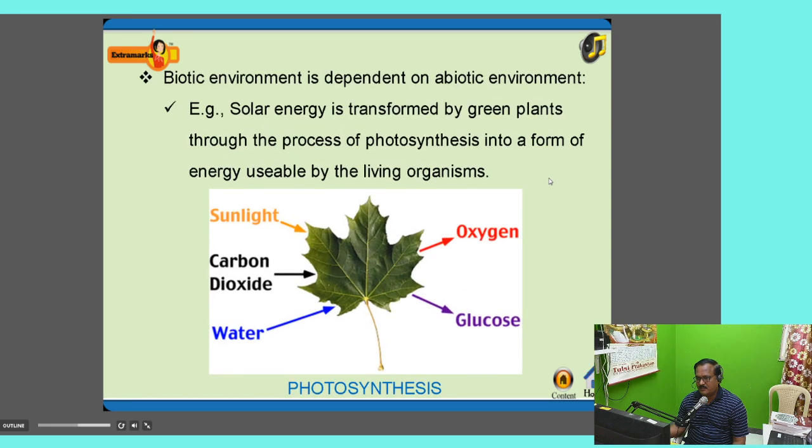Biotic environment is dependent on abiotic environment. Example, solar energy is transformed by the green plants through the process of photosynthesis into a form of energy usable by the living organisms. So, biotic environment depends on abiotic. When there is no solar energy, there are no green plants. So, biotic environment is completely dependent on abiotic environment. Okay?